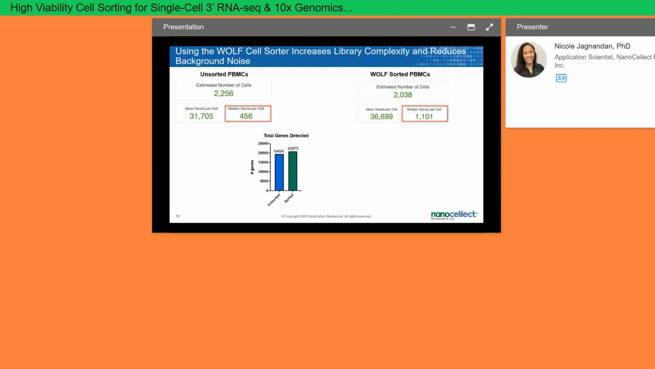There was also a lower percentage of reads that were not associated with a cell in our sorted sample. During the single-cell partitioning step, each cell is tagged with a specific barcode, so reads that don't have a barcode are not associated with a cell. And so this result means that there was less ambient RNA, likely from dead cells, in our sorted samples.